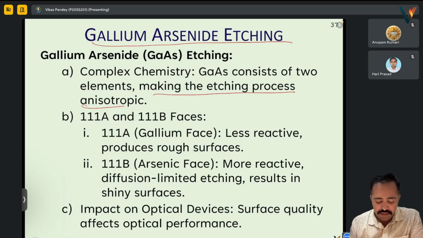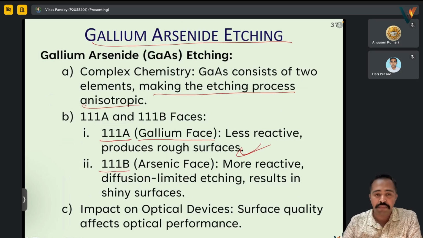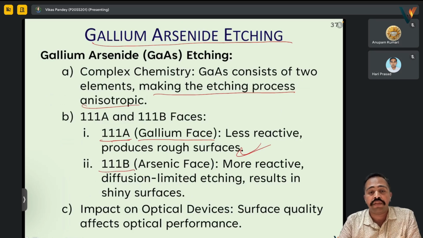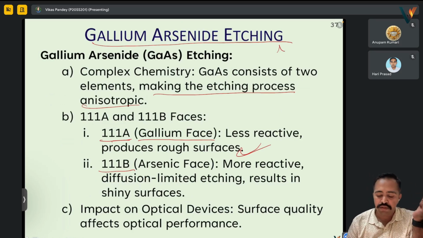Since there are two materials, it has two phases. That is 111A, that is the gallium phase. This is less reactive and produces rough surfaces. Whereas for the arsenic phase, that is 111B, it is more reactive. And in this case, it is diffusion limited etching, resulting in a shiny surface. These factors will actually impact the optical devices that are made using gallium arsenide.